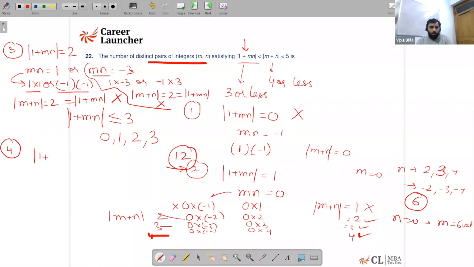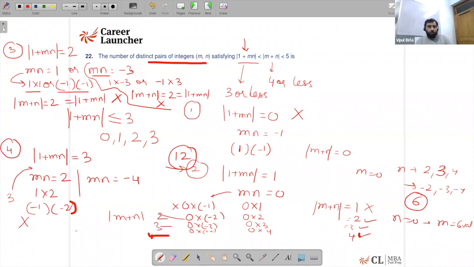if mod of 1 plus mn is equals to 3. Now this is only possible if m into n is equals to 2 or m into n is equals to minus 4, because 1 minus 4 is minus 3, which again leads to 3. Now, if the product of two number is 2, it is only possible if both are 1 into 2 positive in any order, or minus 1 into minus 2. Now, in both the cases, mod of m plus n will become 3, which is equal to 1 plus mn. So therefore, this is not possible, because I want mod of m plus n has to be greater than 1 plus mn.